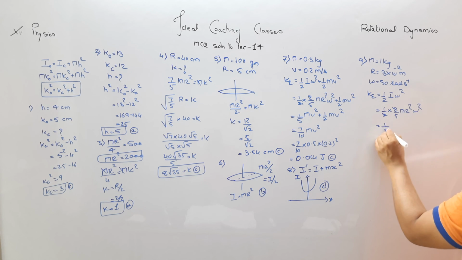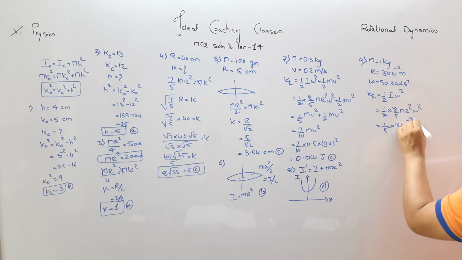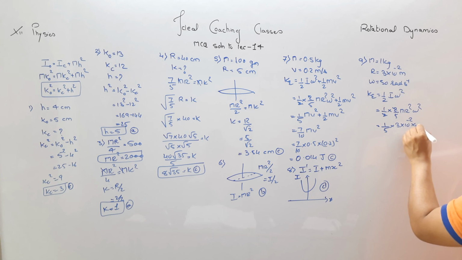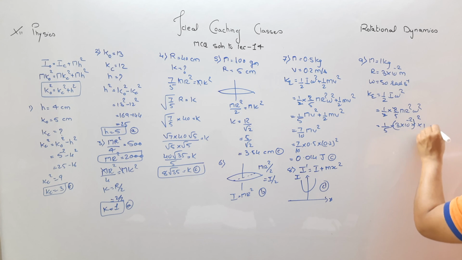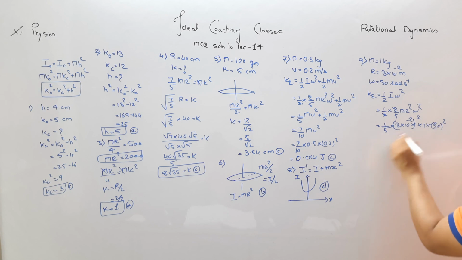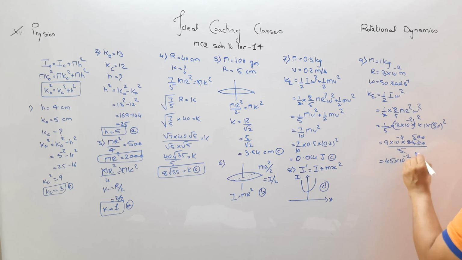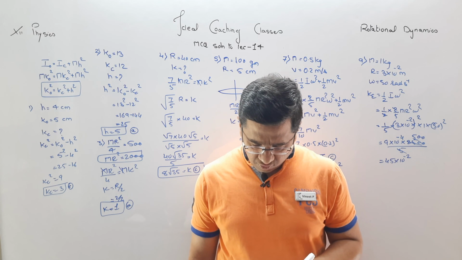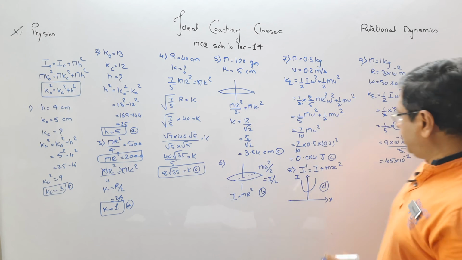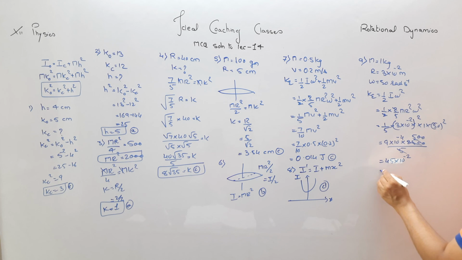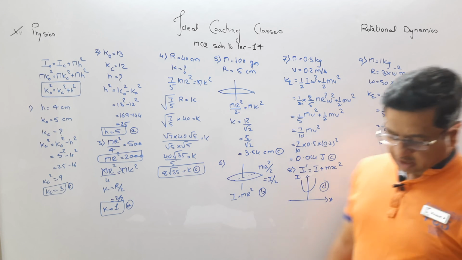This gets cancelled. 1/5, 3 into 10 raised to minus 2 square into 1 into 50 square, 9 into 10 raised to minus 4 into 2500 upon 5. This is 45 into 10 raised to the power minus 2. मेरा answer आ रहा है 0.45, which is nothing but 9/20. 9/20. A option है शायद 9/20.